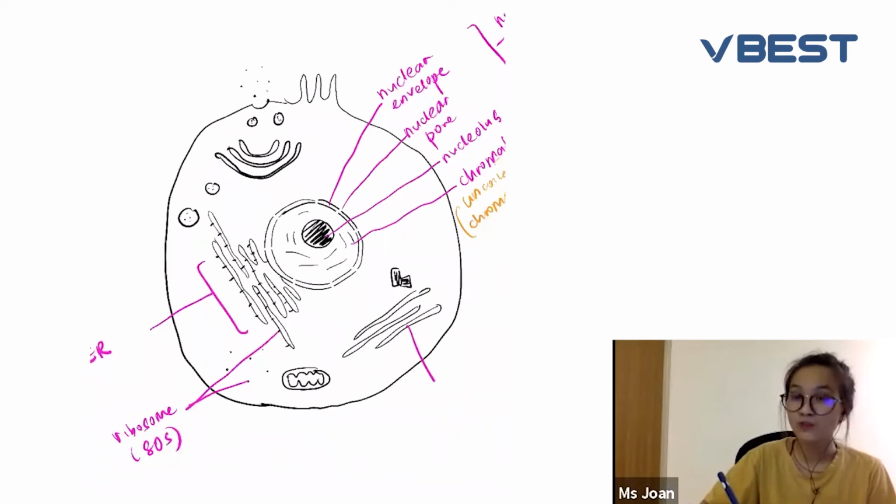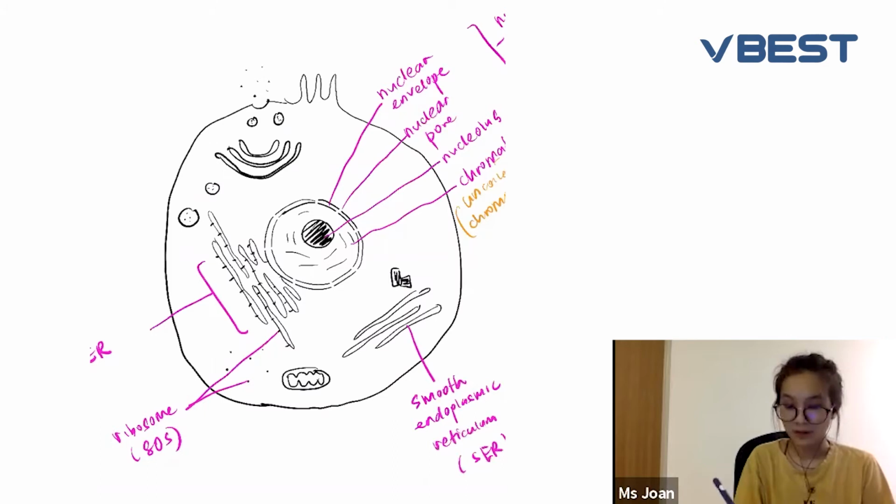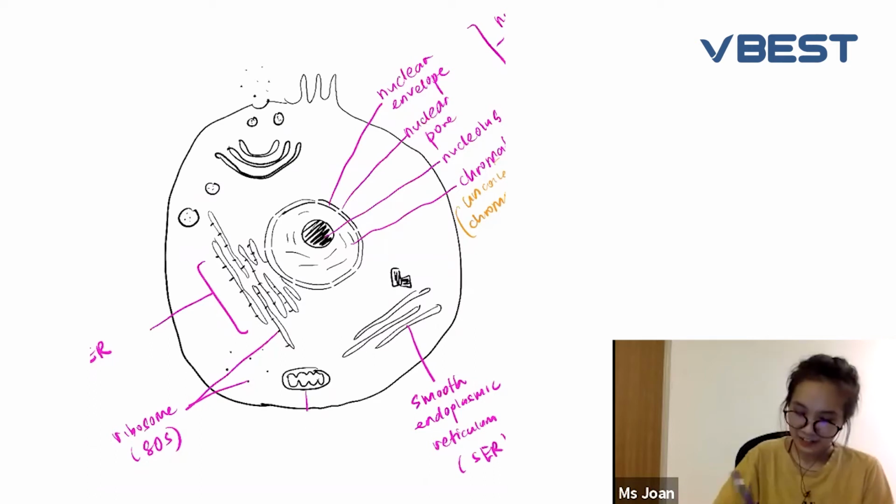Next one will be your SER, your smooth endoplasmic reticulum. You see, the shape of SER and RER is almost the same. The difference is that RER has ribosomes.